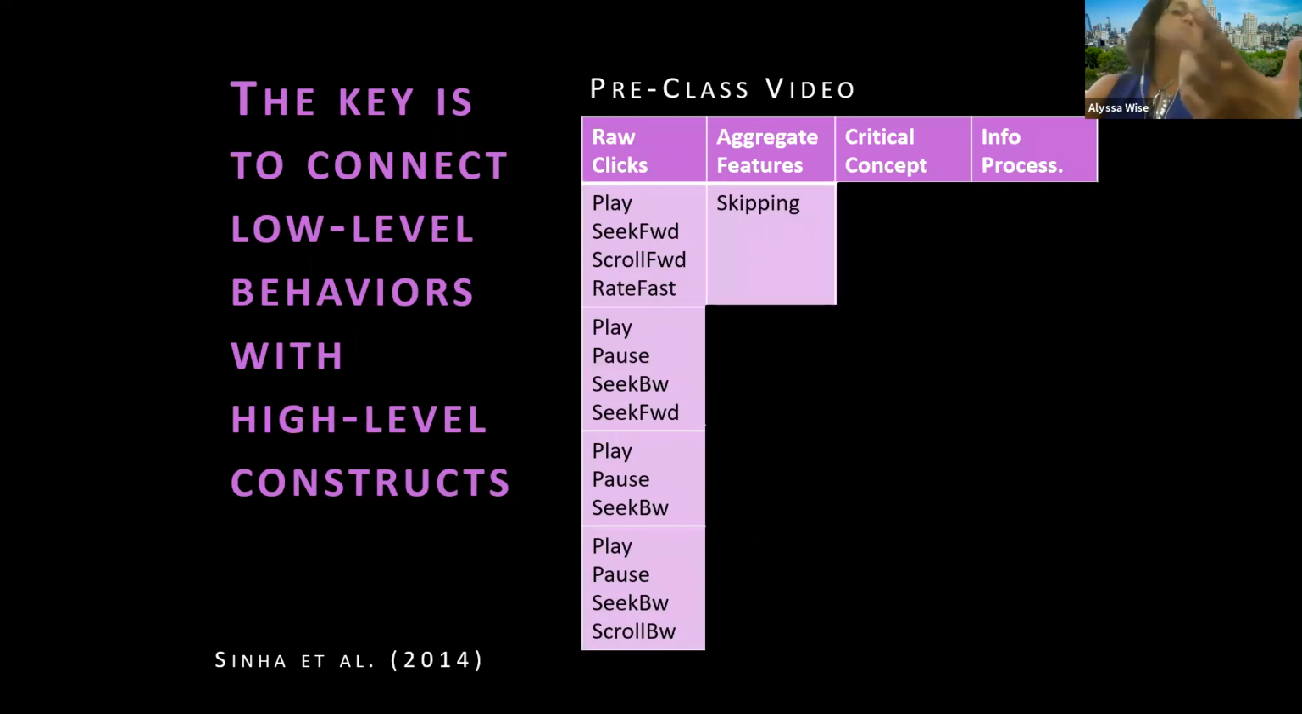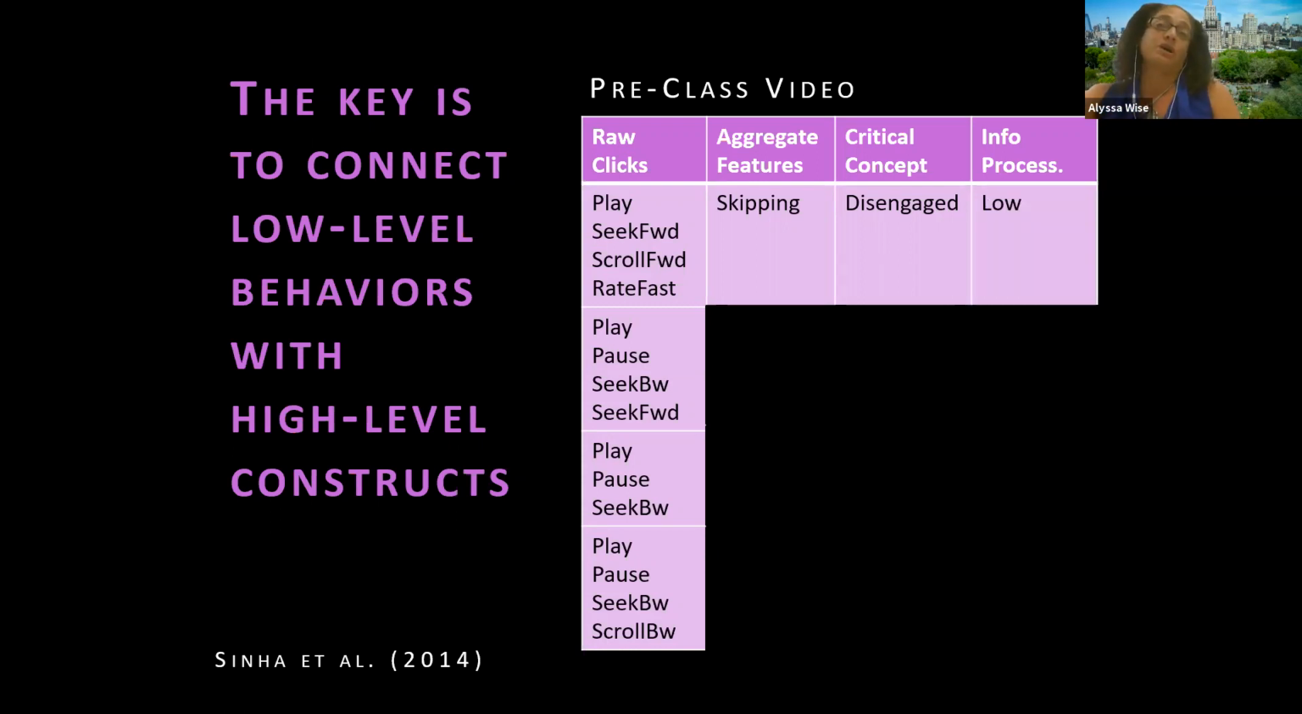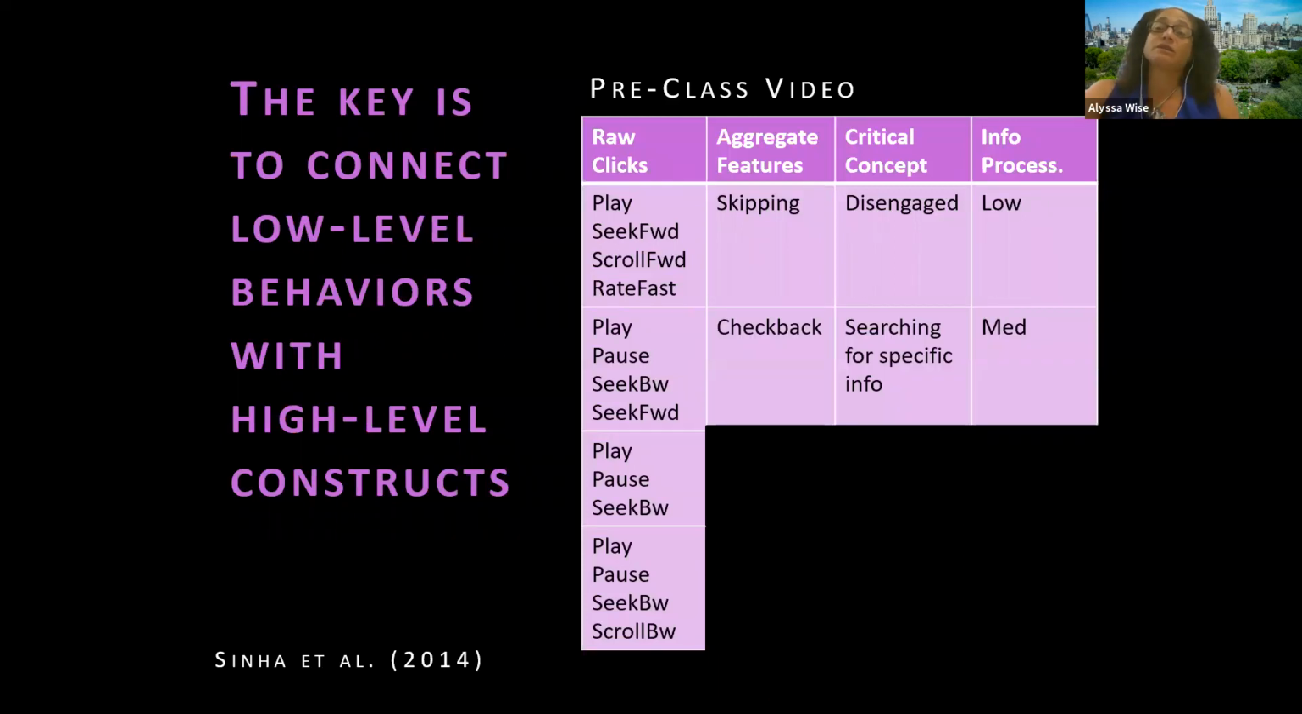And so when a student is playing and then jumping forward and scrolling forward really fast, there's sort of a skipping phenomenon going on, which they associate with being disengaged. Whether it's because the material is hard or easy is a separate question, but it's a low level of information processing. On the other hand, if a student's playing the video, pausing it, and then going back and playing it again, then it looks like they're checking back.